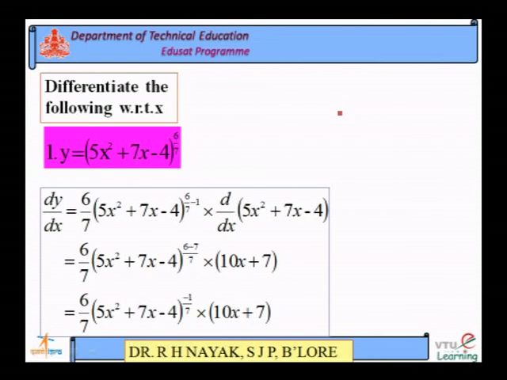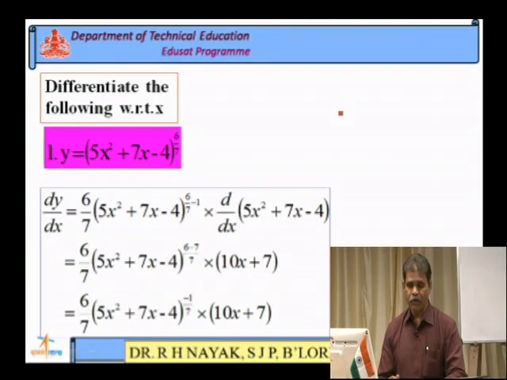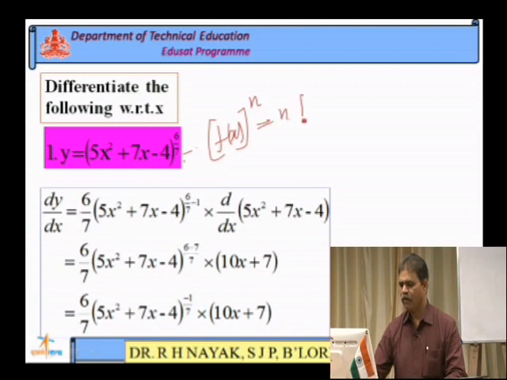Take the examples. Differentiate the following with respect to x by combining all the standard forms. First one, it is of which form? It is function to the power of n. Its derivative is n into function to the power of n minus 1 into d by dx of function.